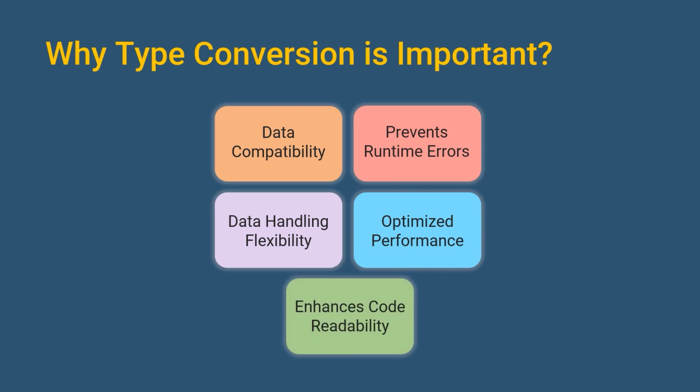Enhances code readability. Explicit type conversion can make our code more readable and maintainable. It clarifies our intent, making it easier for others or ourselves in the future to understand the code.